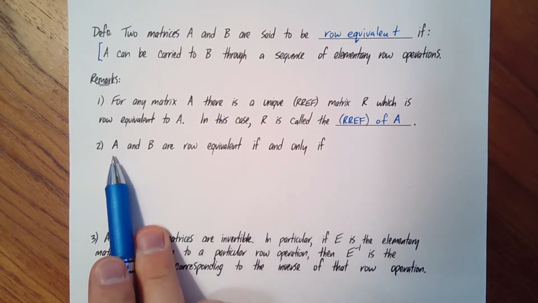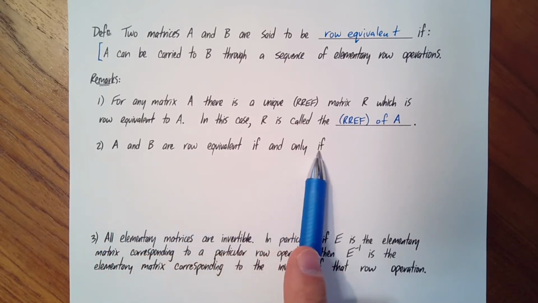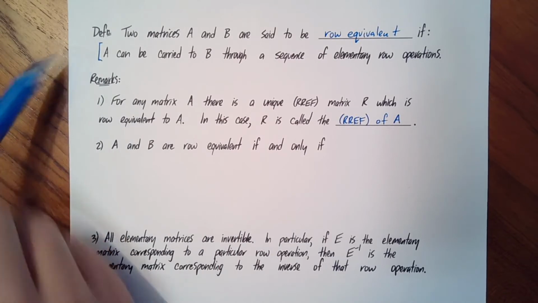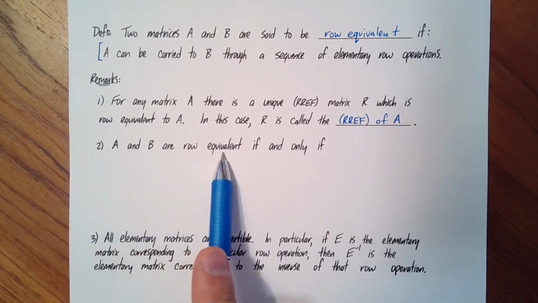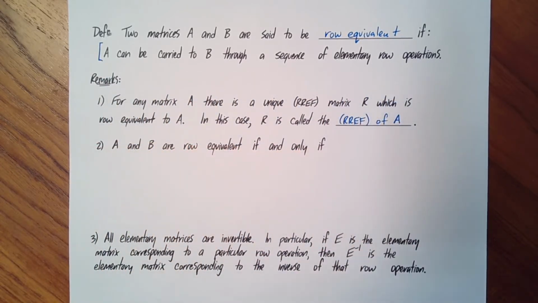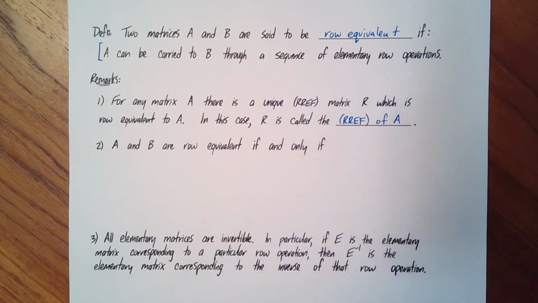So let's write down the rest of this statement. So A and B are row equivalent if and only if. Now, if we were to just go up with it by the definition, the statement would be A and B are row equivalent if and only if A can be carried to B through a sequence of elementary row operations. Well, how about we take that sequence of row operations and identify each of those row operations with an elementary matrix, and we can realize the performance of those elementary row operations as left multiplication by the elementary matrices. So that's the idea here.